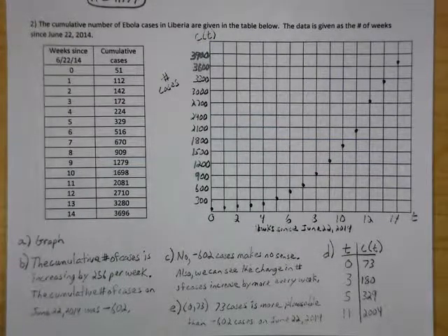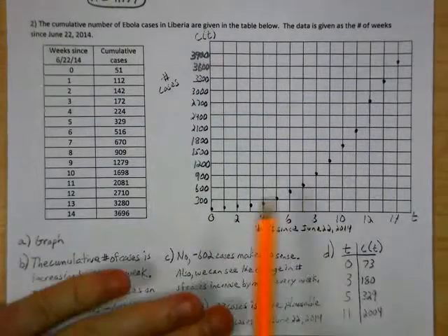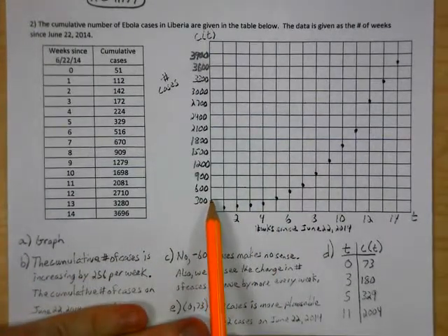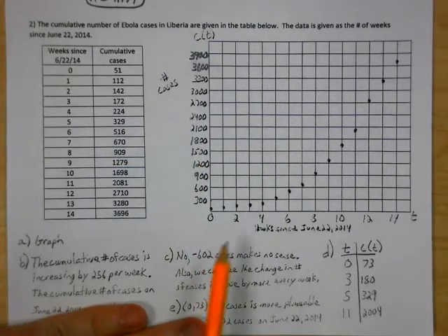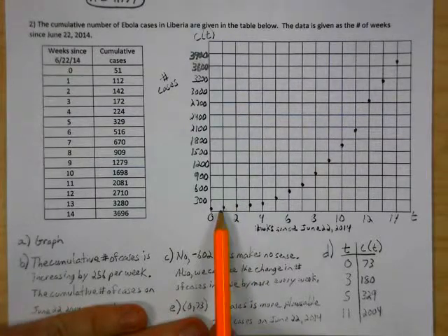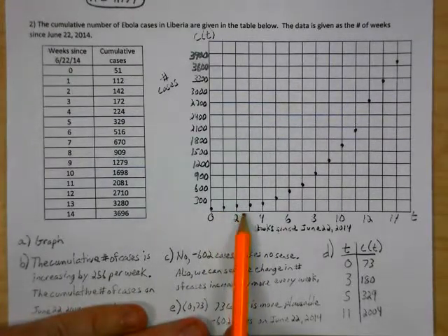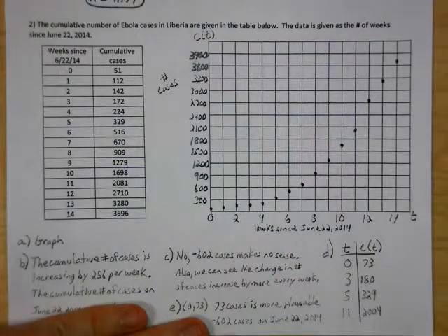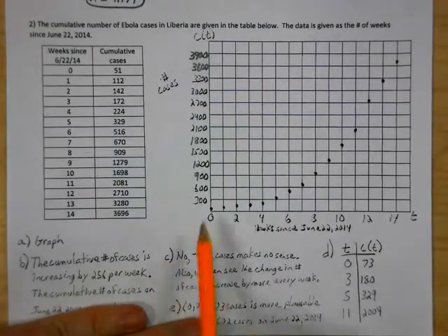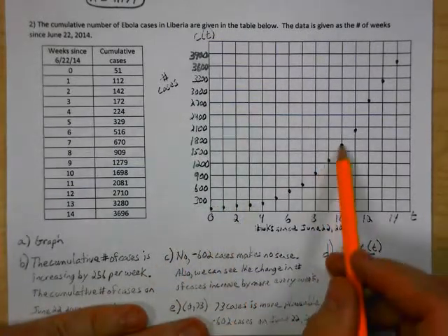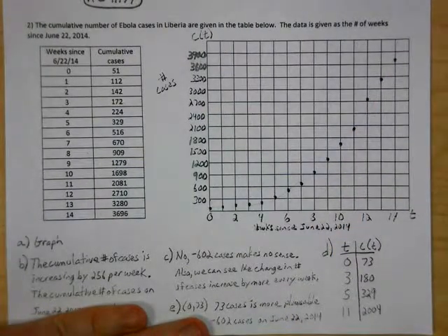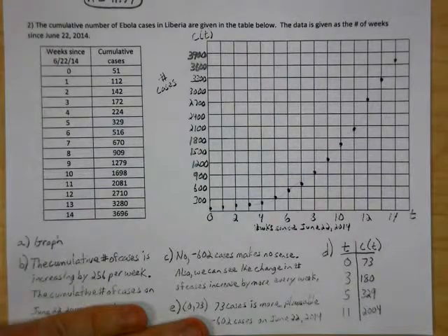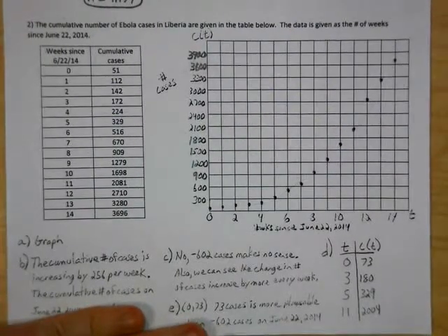So we have that scatter plot. On the vertical scale, I went up by 300 each. I didn't have to do a broken line on that, but a scale of 300 works pretty nicely. And I just went up by a scale of 1. So 1 tick mark represents 1 week since June 22nd, 2014. And you can see on this one that has that exponential shape to it, meaning there's a curve to it. So as time goes on, it gets steeper and steeper, which is not linear. So it's just like what I did in class.